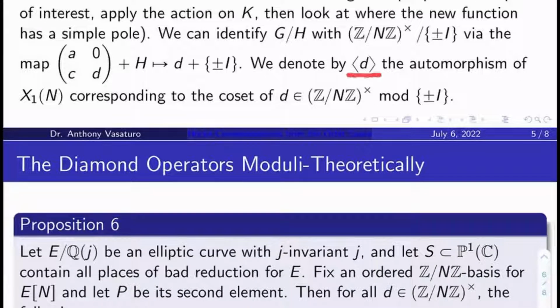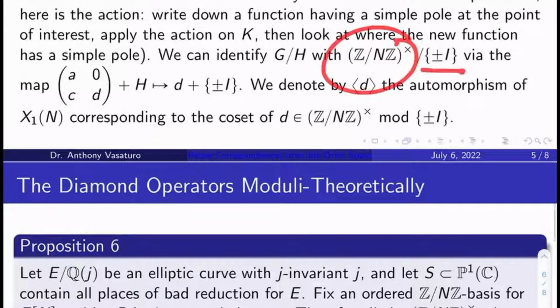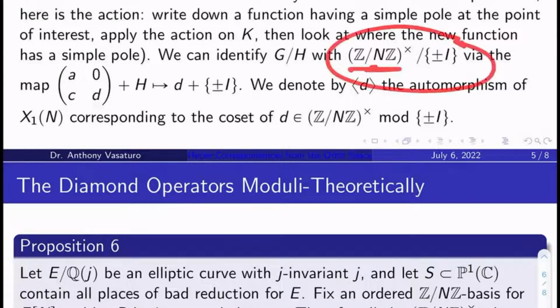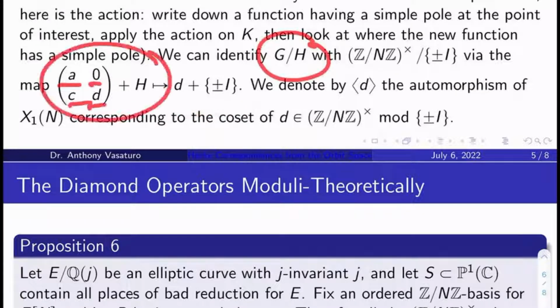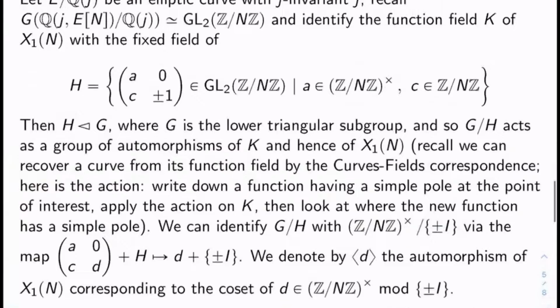I'm going to let diamond of D be the automorphism of X sub 1 of N corresponding to the coset of D in (Z mod NZ)^× mod plus or minus I. So I'm going to pick some D here. I'm going to look at its coset here. Then I'm going to look under this isomorphism at the corresponding coset in G mod H, A, 0, C, D plus H. Whatever that is, that's going to be my diamond automorphism, diamond of D. And it's amazing to me that this is even well defined. It doesn't matter which matrix you pick that has a lower right entry D, but it works. So that's how you think of the diamond operators Galois theoretically.